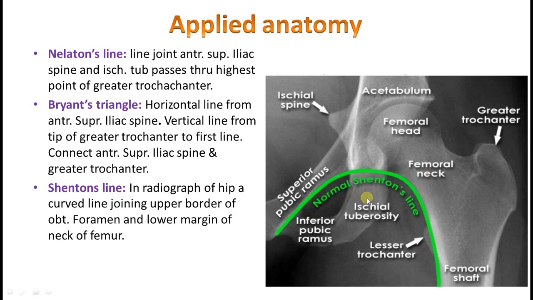Shoemaker's line is drawn from the anterior superior iliac spine of both sides. When you extend it, it should pass immediately above the umbilicus, where these two lines should intersect. So that is actually called Shoemaker's line. So these are some of the tangents which are useful in determining any dislocation or fractures of the hip.